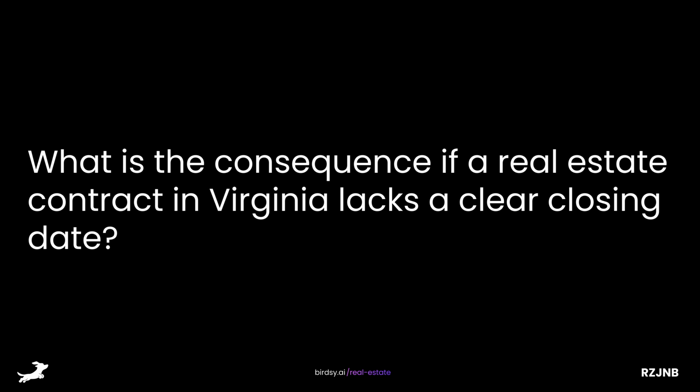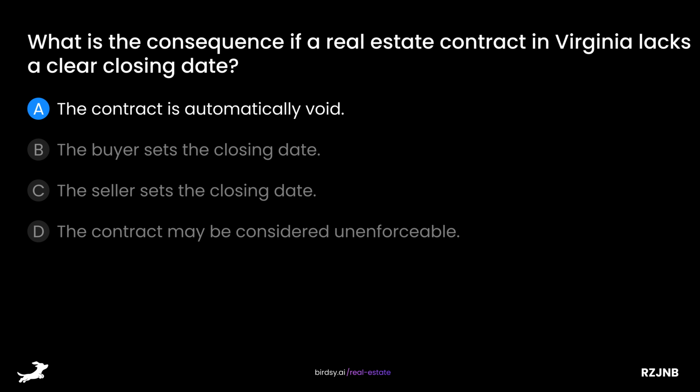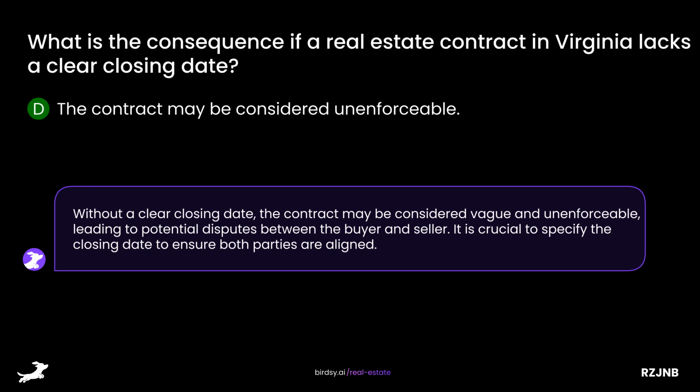What is the consequence if a real estate contract in Virginia lacks a clear closing date? Is it A, the contract is automatically void, B, the buyer sets the closing date, C, the seller sets the closing date, or D, the contract may be considered unenforceable? The answer is D, the contract may be considered unenforceable. Without a clear closing date, the contract may be considered vague and unenforceable, leading to potential disputes between the buyer and seller. It is crucial to specify the closing date to ensure both parties are aligned.